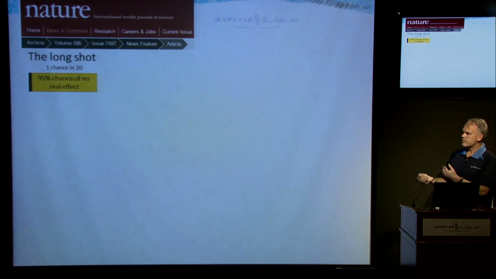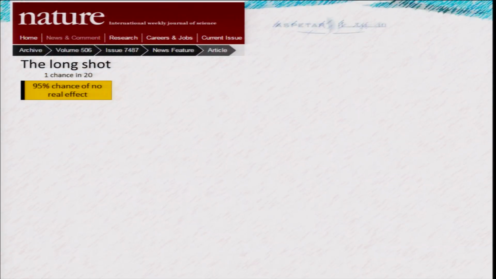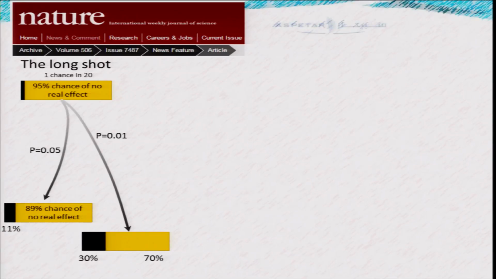So these pre-test odds are what we should be taking into account anytime we actually do use p-values. Nature had a really nice article on this a little while ago now. So if we say, look, I've had this idea, and frankly, it's a bit of a long shot. 1 chance in 20, or a 95% chance there's actually no real effect there. But I think we'll go and explore it. If we do the study and the p-value comes out at 0.05 or 0.01, instead of it being a 95% chance there's no real effect, with a p-value of 0.05, we're at a 90% chance there's no real effect. 9 times out of 10, it's still nonsense. With a p-value of 0.01, 7 times out of 10, that's still nonsense.